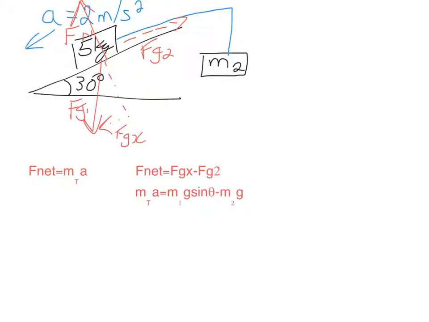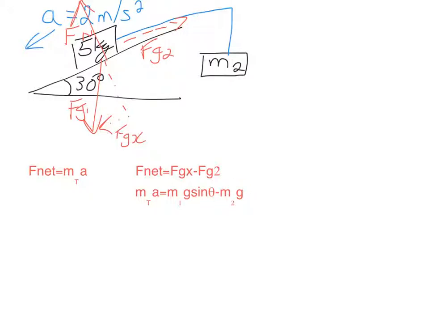And I also know, I'm going to do another substitution here, that FG2 is mass 2 times gravity. So I've taken F net and substituted in this mass total acceleration that comes from here. FGX, I've done m1 g sine theta, we learned that before. And FG2 is just mass 2 times gravity, so I did that substitution here.